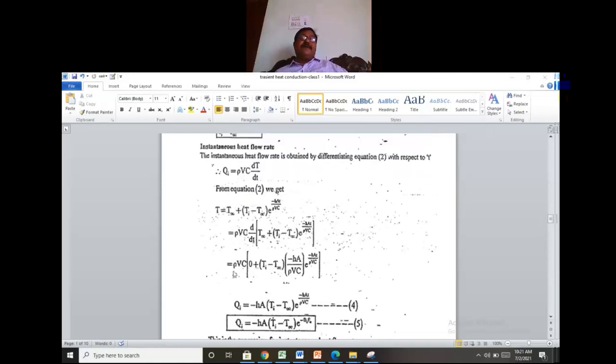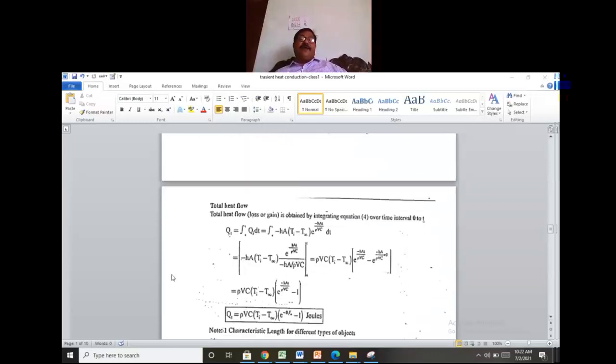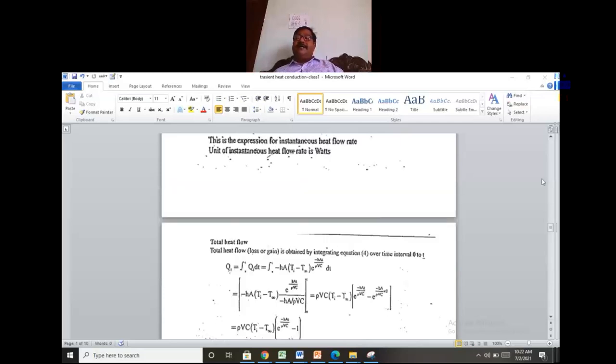Now, while simplifying all these things, you may go wrong. Just cancel this rho Vc. Remaining is minus hA, minus (Ti minus T infinity), and this term is as it is. Heat flow is nothing but the loss or gain; there may be loss, there may be gain. It is obtained by integrating equation 4 over the interval 0 to t.